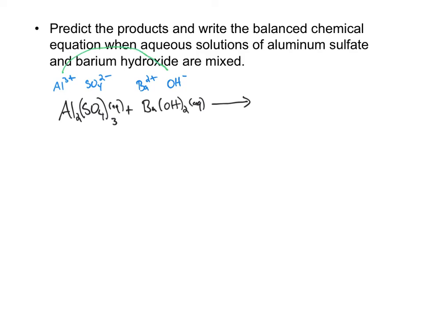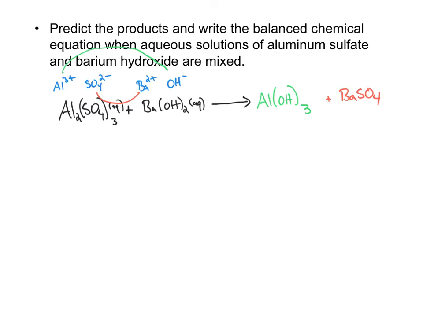And so now to predict the products, I'll take the ones from the outside. So aluminum and hydroxide, because aluminum is +3, hydroxide is -1, that should be Al(OH)3. The ones on the inside, barium and sulfate, so +2 and -2, so BaSO4.